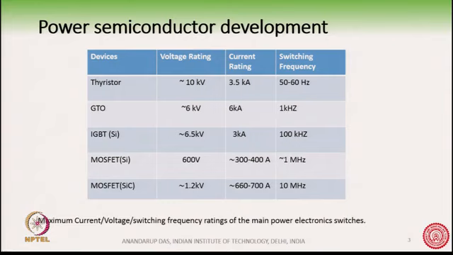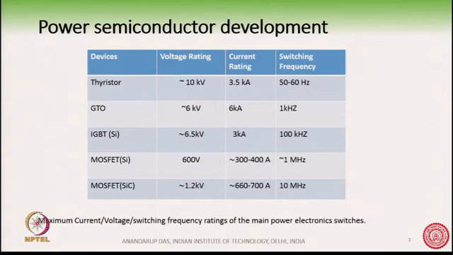GTOs are the next version of thyristor. So, it can be turned off, and it has a higher switching frequency, operating at about 1 kilohertz. But GTOs again have a problem: in order to turn off the current, a huge amount of current needs to be taken away or extracted from the device, and that is why the gate driver boards of GTOs are substantially big in size.